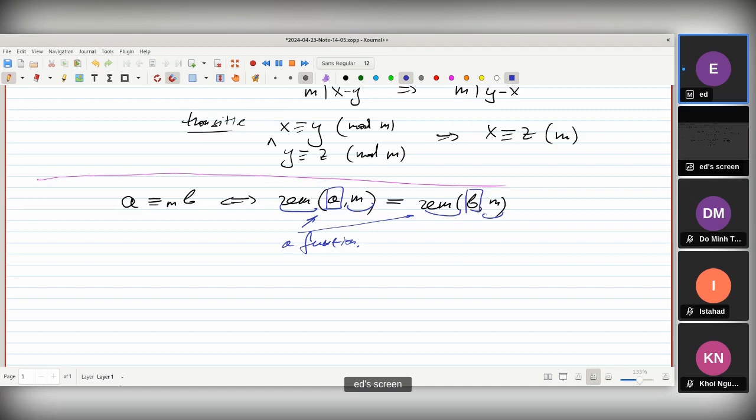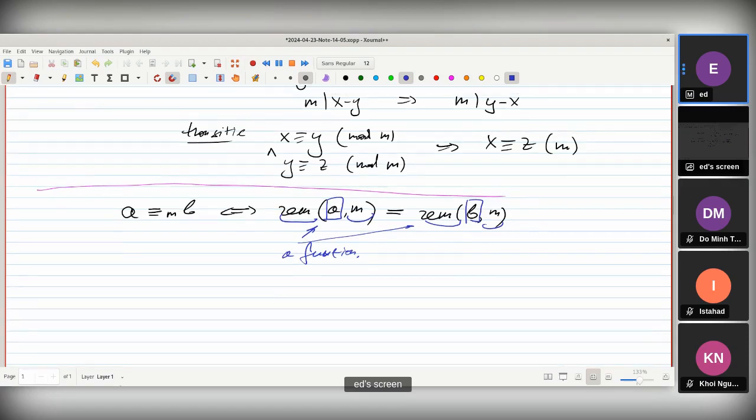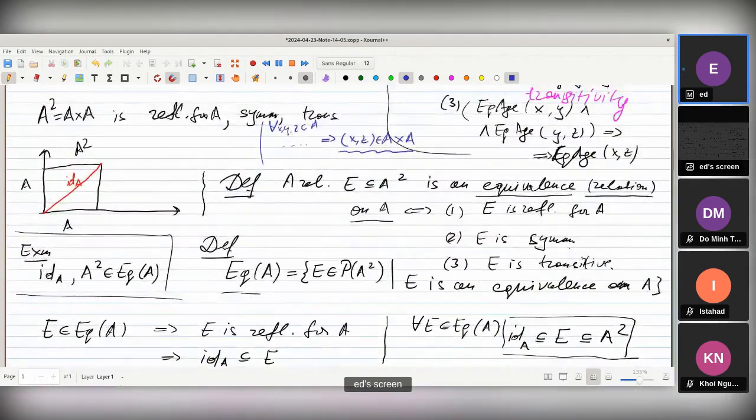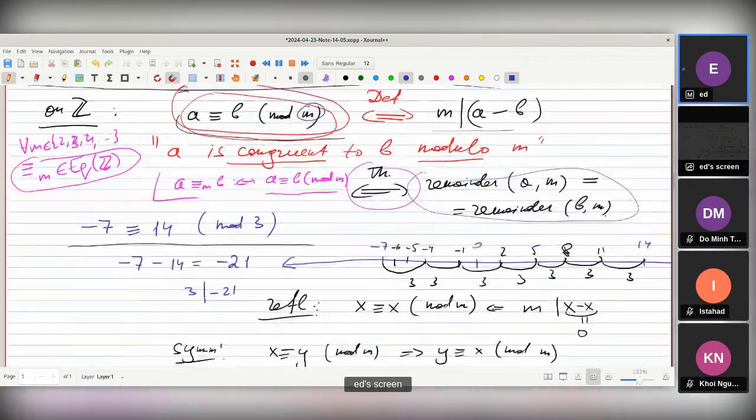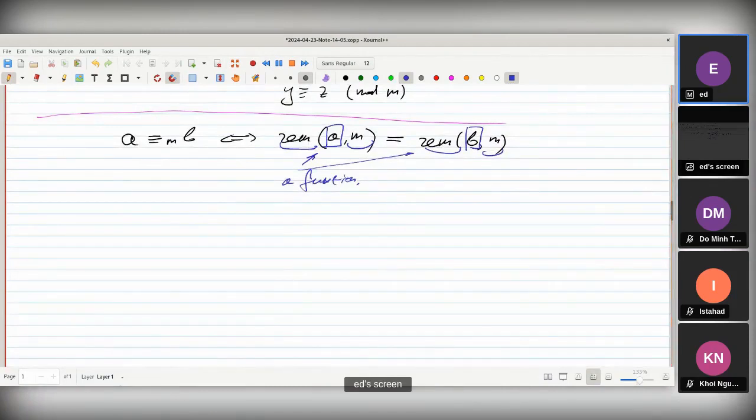If we consider some other equivalences from our everyday life, say two persons are of the same age, when they are of the same age, some function value is equal for them. So we say that X and Y are of the same age if and only if their ages are equal.